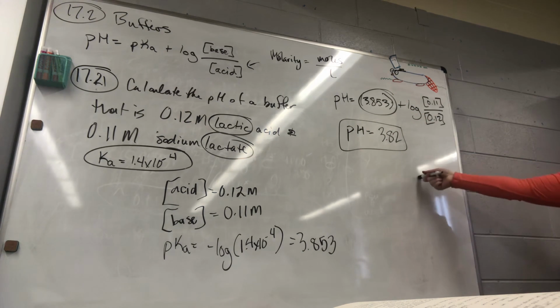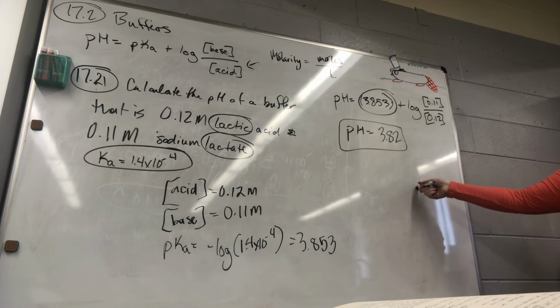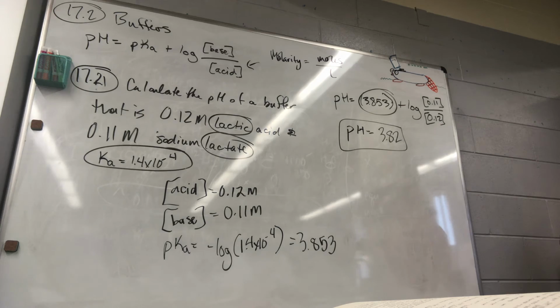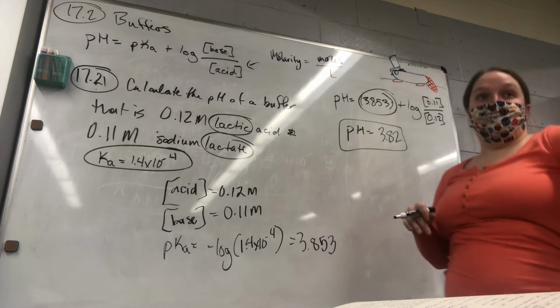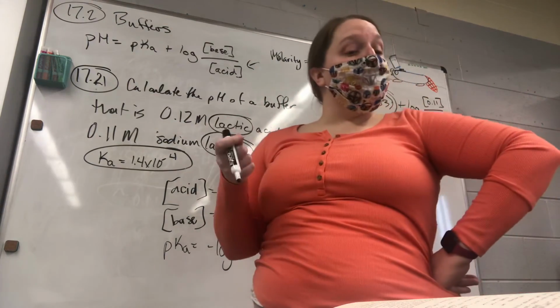Did that work? Yes, it did. It did exactly what it was supposed to do. In reality, they're going to stay within 0.1, maybe 0.2 units of the original pH. Okay? Do we want more practice with this, or we feel pretty good?